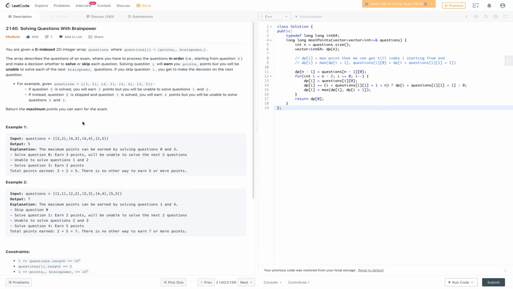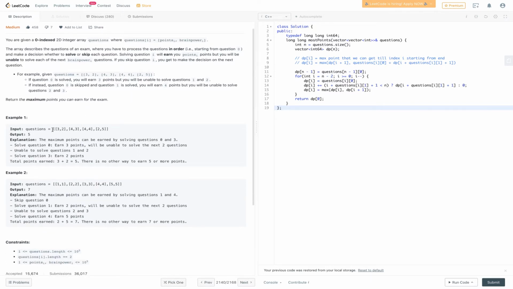Now coming to the examples one by one to gain more clarity, let's consider this example. Here it's given that if we solve question 0, which refers to this question, we would earn 3 points, but the downside would be we would have to skip the next set of 2 questions, this one and this one. So we would be only left with this last question which we could solve. This would ultimately give us 2 more points. So our total points would be 3 plus 2, which is 5.